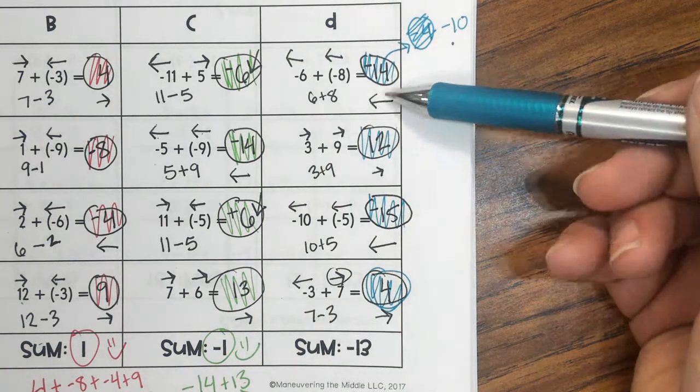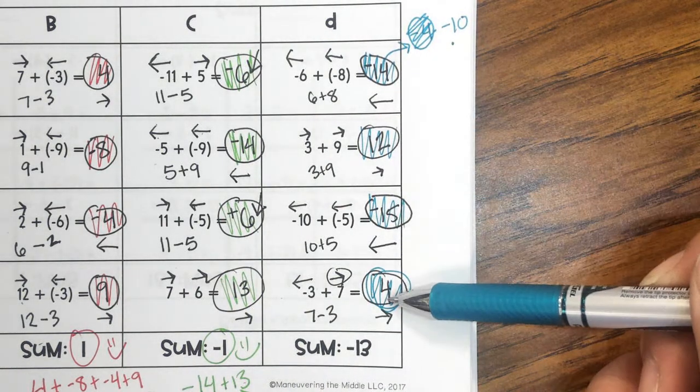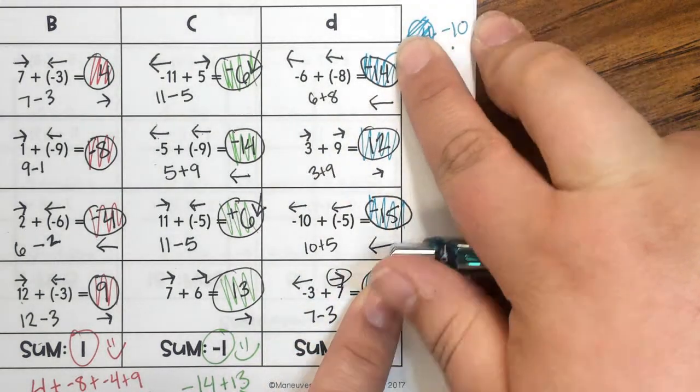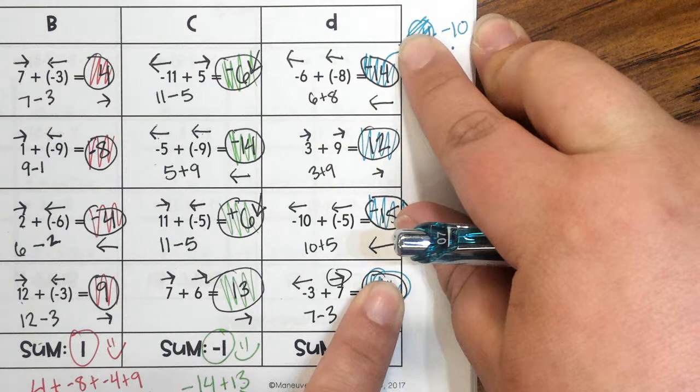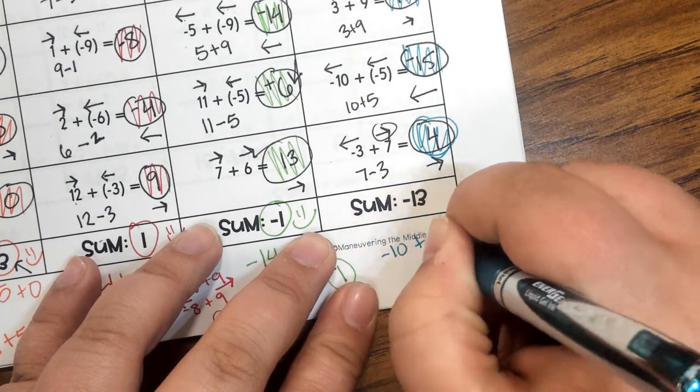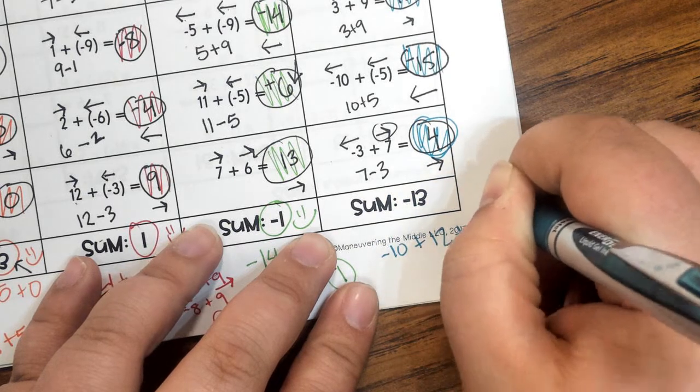Instead of adding negative 14, 12, negative 15, and 4, now I'm adding, I got rid of those two 4s, so negative 10, 12, and negative 15. Negative 10 plus 12 plus negative 15.